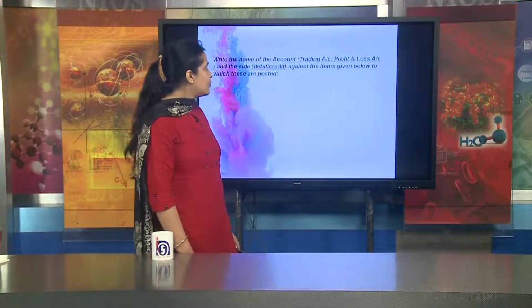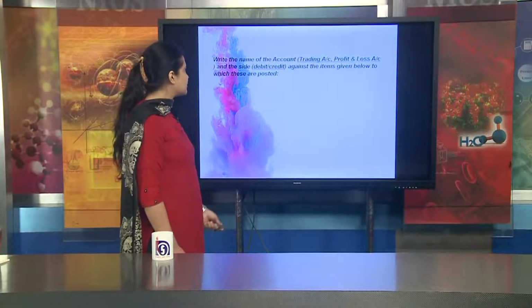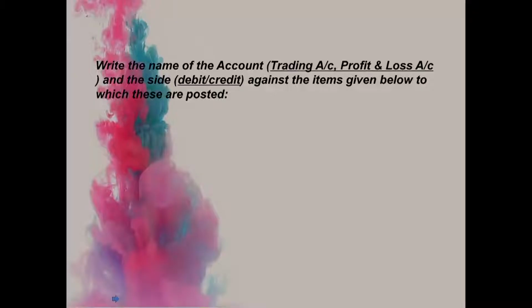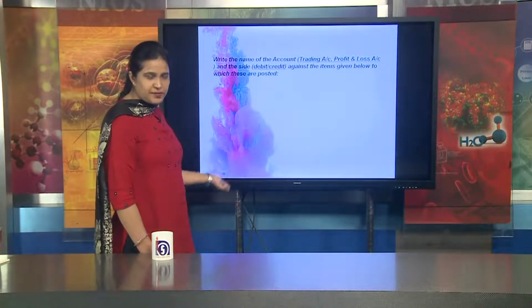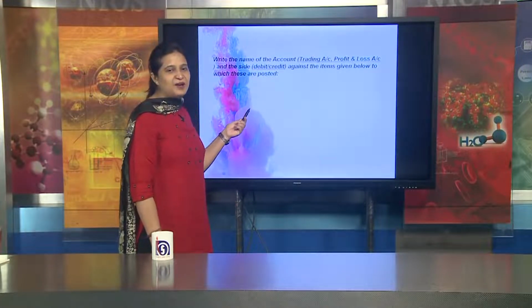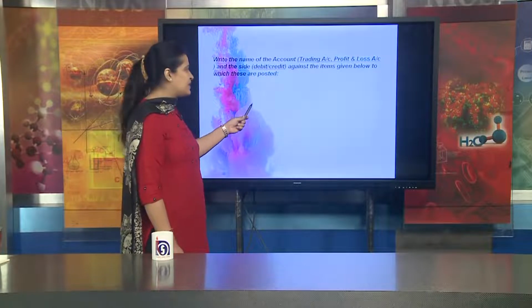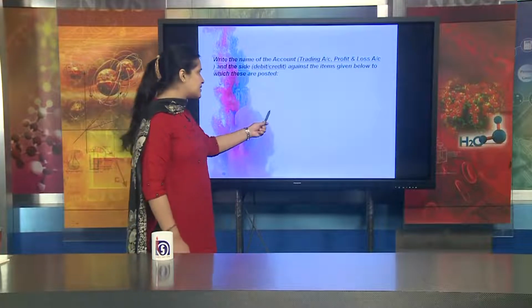Before this I just showed you the proforma of a balance sheet. Now I have certain short questions for you so that you can have a quick recap of whatever you have done. You have to tell me the name of the account, whether it is trading account or profit and loss account, and the side, whether it is the debit side or the credit side, to which these items that will be shown on the screen will be posted. Just try to tickle your mind. I know the answers would be given right in front, but just try to focus. If you would give the answer, would it be the same answer?